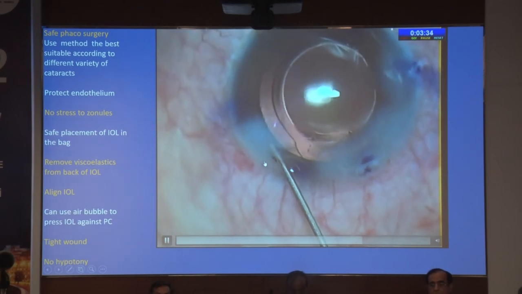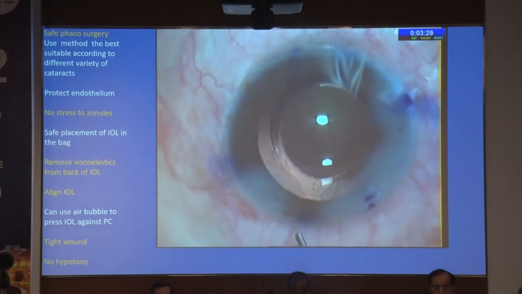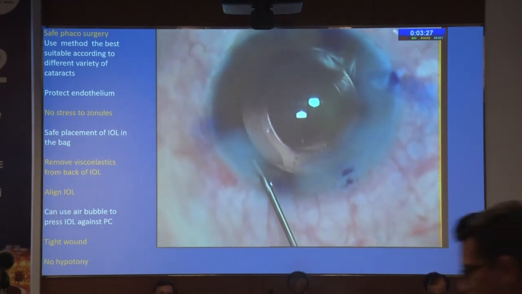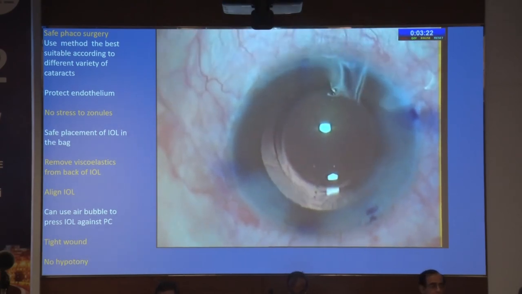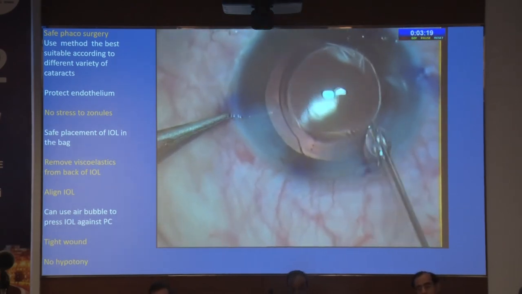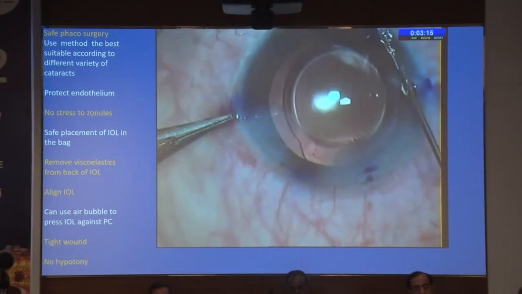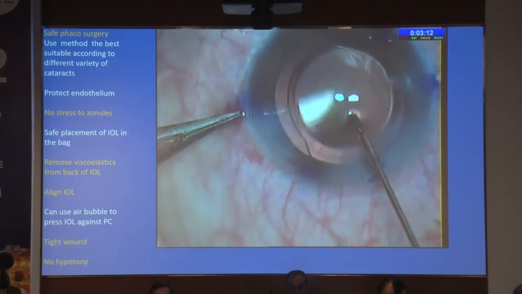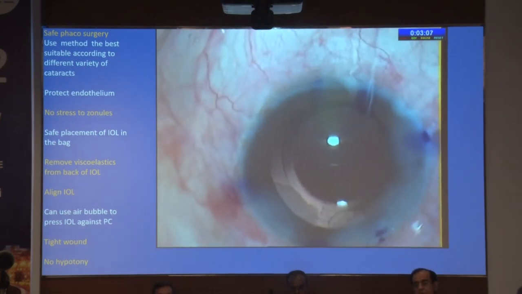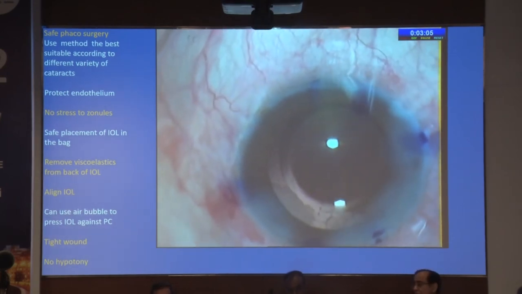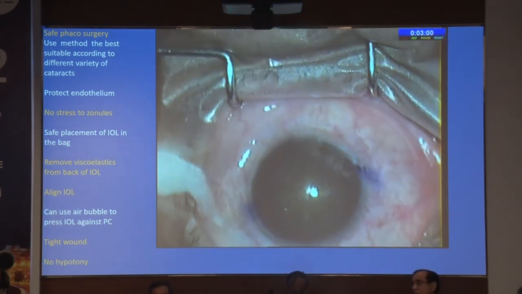Remove viscoelastic behind the IOL, which is very important because you need to make this IOL fix and adhere to the posterior capsule. So this is very important. One can use a bubble on top of the IOL after aligning it so that it remains pressed against the posterior capsule. The other thing to be avoided is hypotony. Hypotony, if at all it is there, can allow the IOL to rotate in the back. So these are a few tips which definitely have to be taken care of.